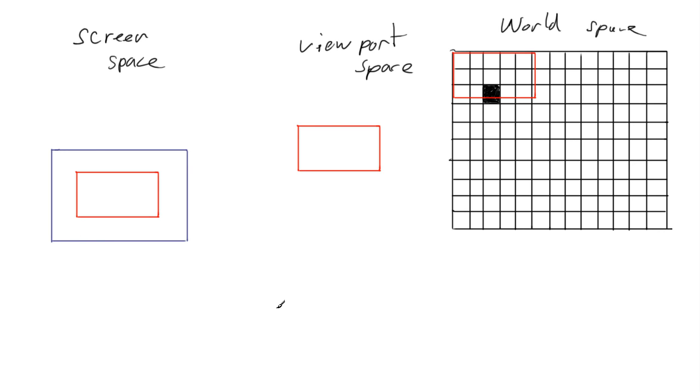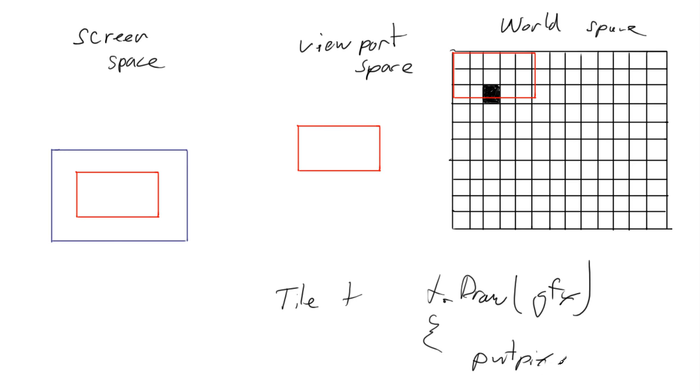We have a tile, right? Tile object, call it T, and we call t.draw, and we pass it graphics, and then the body of t.draw graphics, what it does is it calls put pixel to our graphics that we passed it. Put pixel into the graphics. Anyways, that's how we do it, but that's not how we're going to do it from now on.